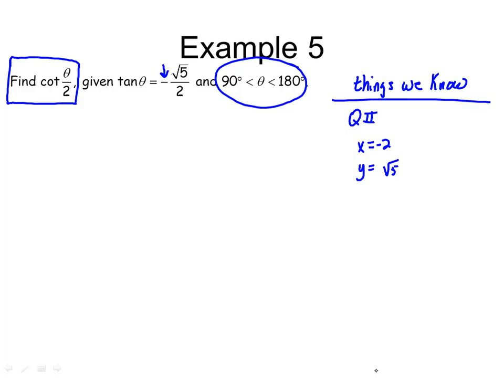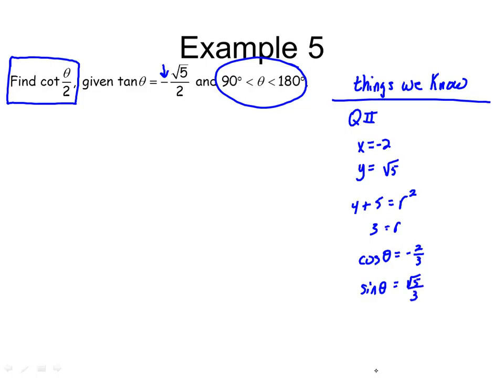Okay. Now what? Alright, so x squared is going to be 4. Y squared is going to be 5. And r squared is what we're looking for. So r is going to be 3. What else can you tell me? Cosine of theta is going to be what? Negative 2/3. Good. What is sine theta going to be? Good job. Okay, that's what we know.